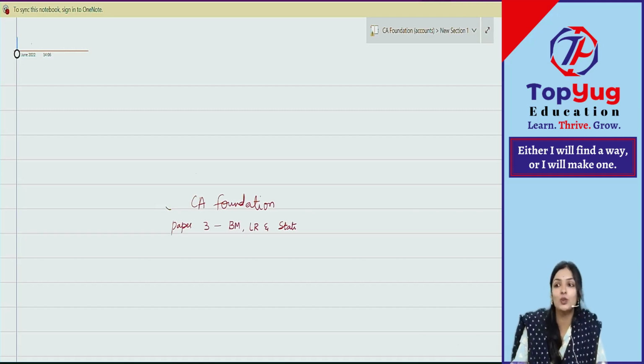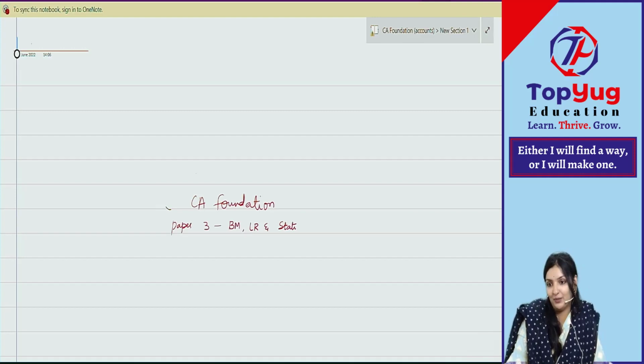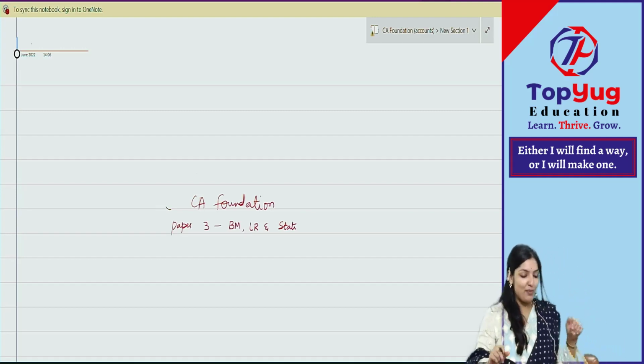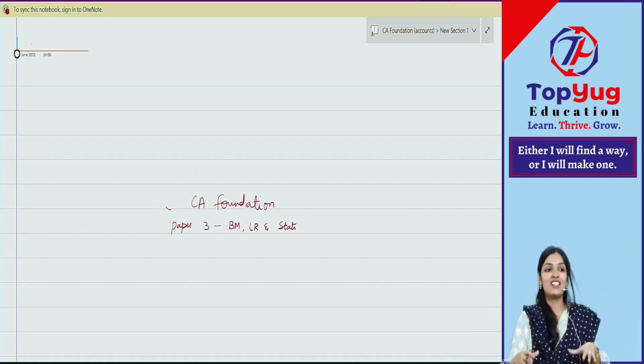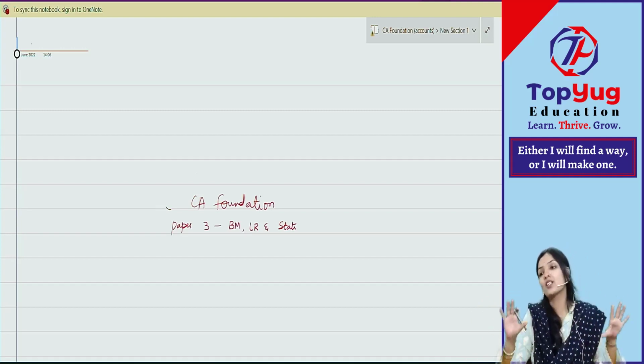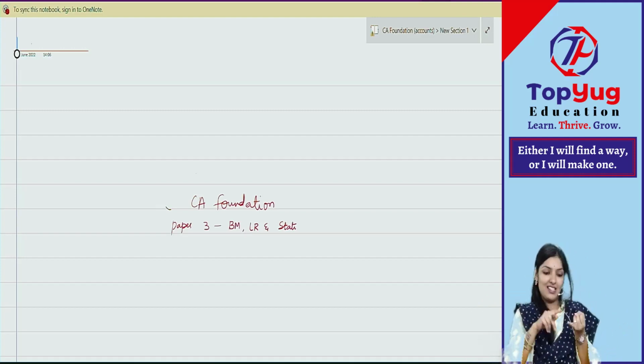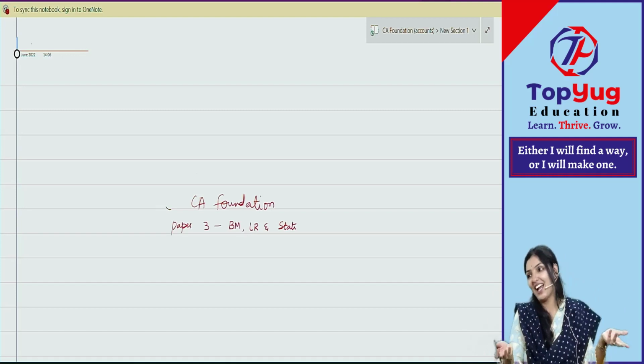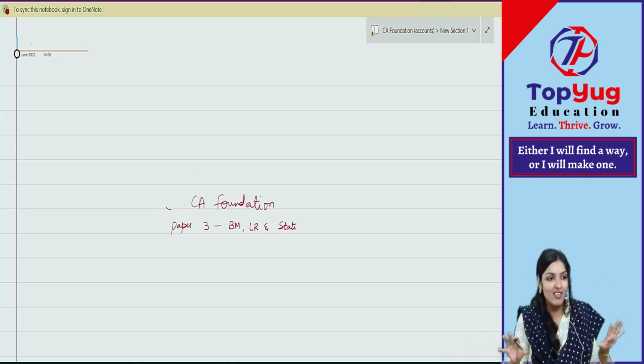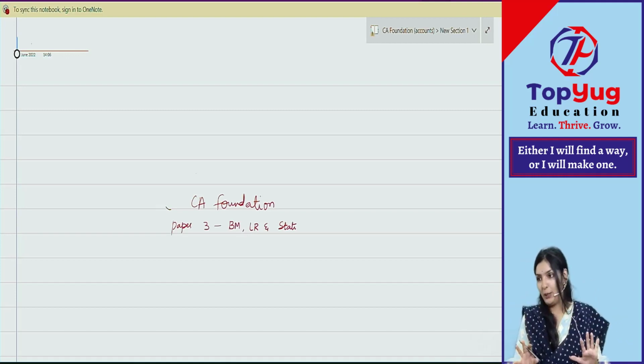This is Shweta Kabra. I'm a cost and management accountant, and I'm your mathematics, LR and stats faculty. Usually when we start with the first class, there is so much wasting of time doing many other activities. So we won't be doing any such thing. We'll directly come to the point.